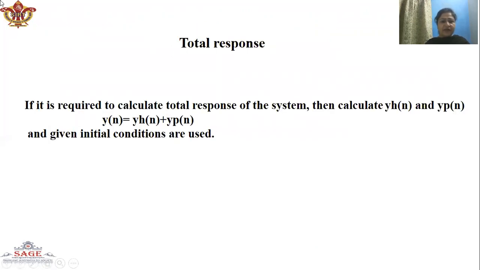Now, if we want to find the total response, in that case also we find the homogeneous and particular solutions, and we add these two equations. For finding the coefficients of the homogeneous solution, we have to use the initial conditions which are given in the question. So this is how we find the total response of the discrete time system.